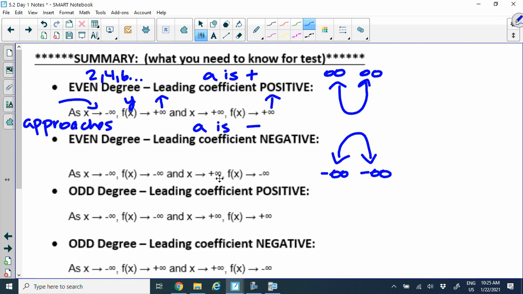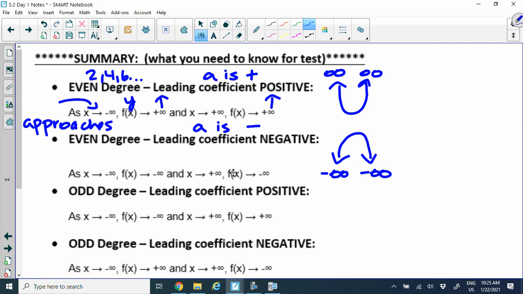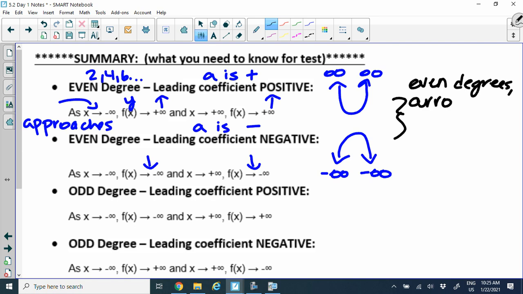As x approaches positive infinity, that means our x values are increasing, and our y values are decreasing. So they're going to negative infinity. As you can see, f of x goes to negative infinity. So we have two down arrows. Notice with the evens that the arrows go the same way. So even degrees, arrows face the same direction.